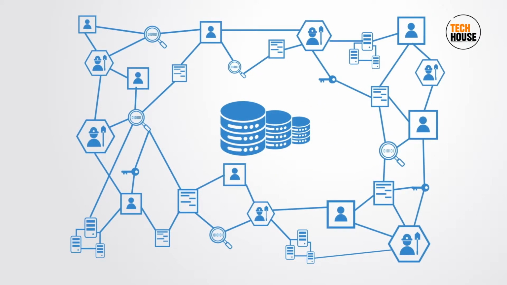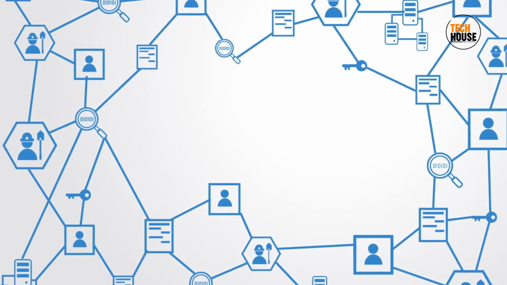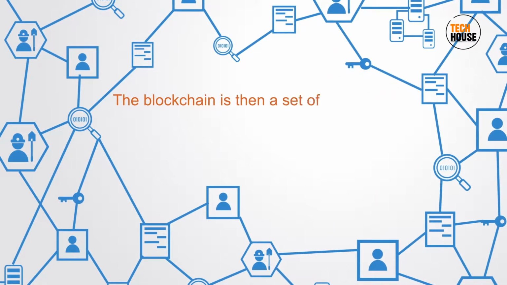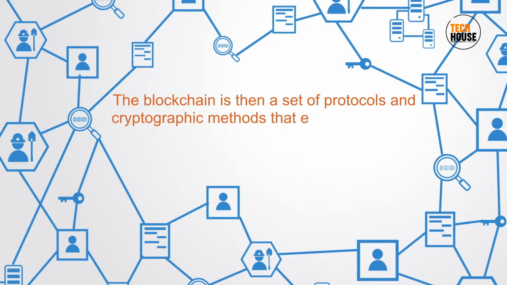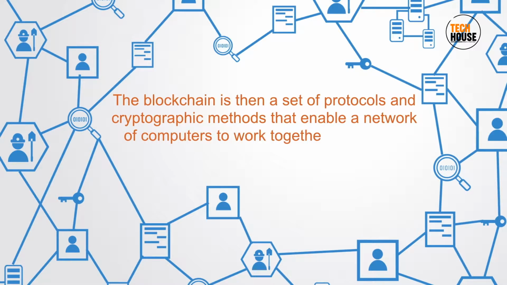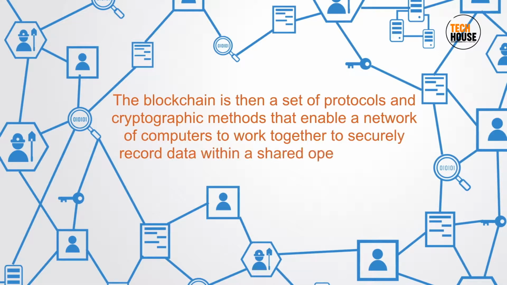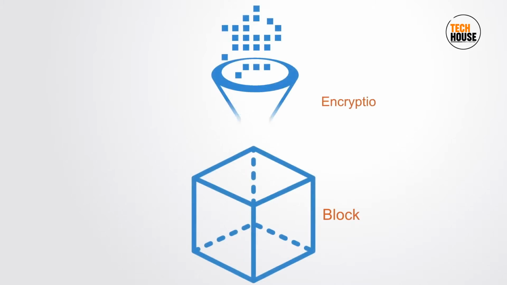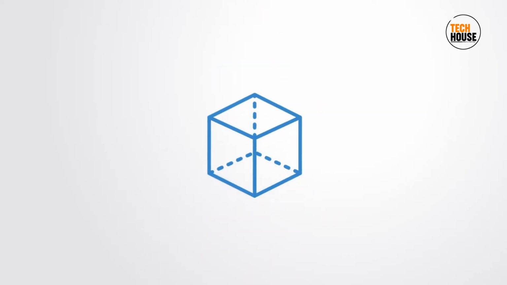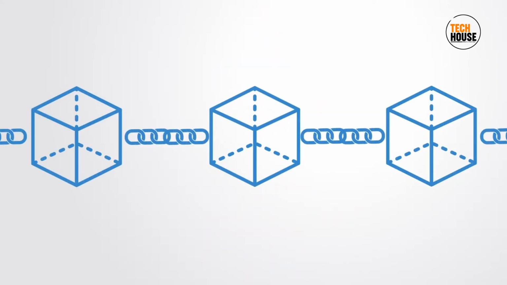The blockchain, though, uses a distributed network of computers to maintain a shared database. The blockchain is then a set of protocols and encryption methods that enable a network of computers to work together in securely recording data within a shared open database. This database consists of a series of encrypted blocks that contain the data. The blockchain is a continuously growing list of these blocks of data, which are linked and secured using cryptography.